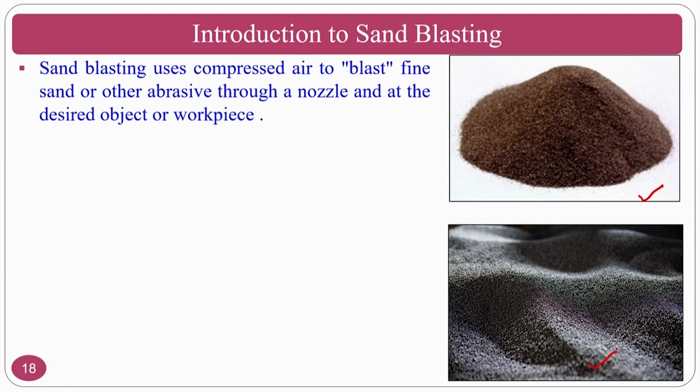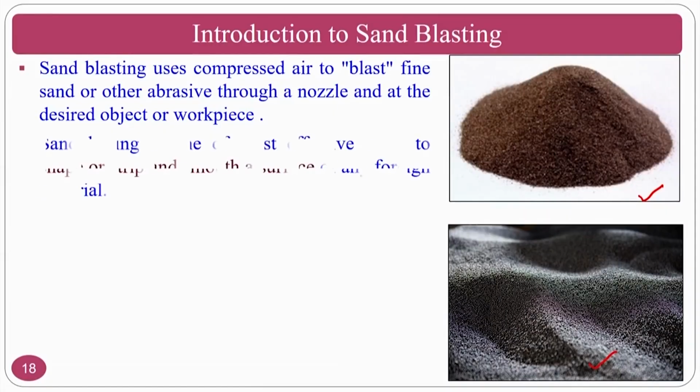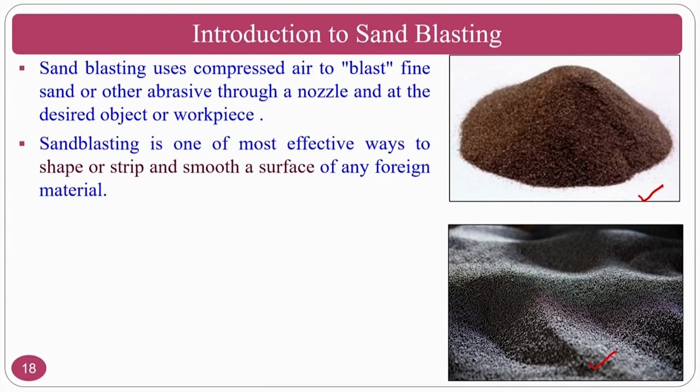The sand blasting uses compressed air to blast fine sand or other abrasives through the nozzle. Actually, there will be a nozzle through which you will send the compressed air along with the sand particles or the abrasive particles, so that you can impinge on the surface to be blasted. Sand blasting is one of the most effective ways to shape, strip and smooth the surface. Okay, that means that if I want to remove a certain layer, assume that I have an oxide film formation on a particular object, I can do the sand blasting and remove that surface, which I will show in the next slides.